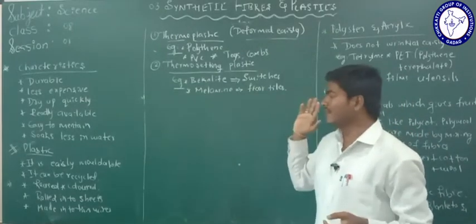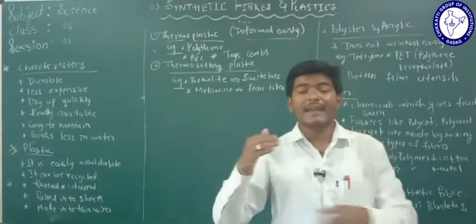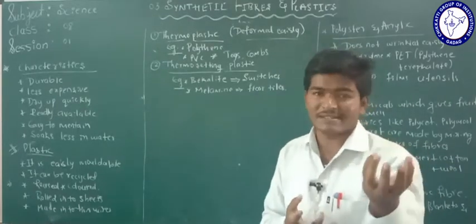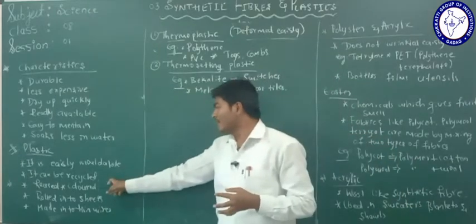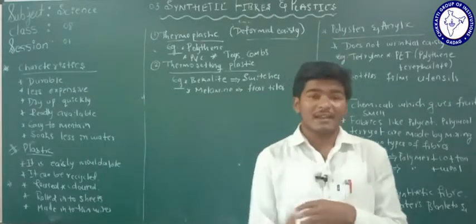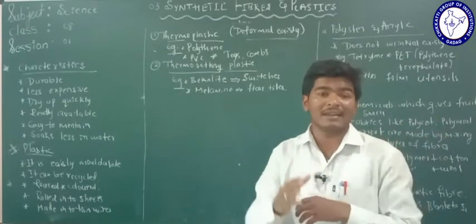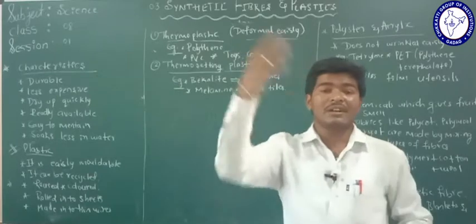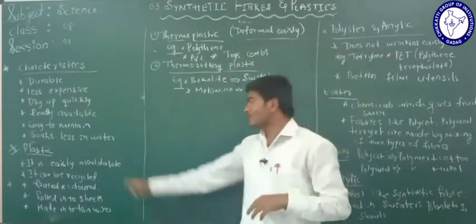Because plastic is easily moldable. We have to remember, it is easily moldable. It can be made into any structure. We can give any structure to plastics. And another one is that it can be recycled. Once the plastic material has been used and its use ends, at that time we can recycle it. That means we can convert it into another plastic. So it is one of the reasons why we use plastic here.